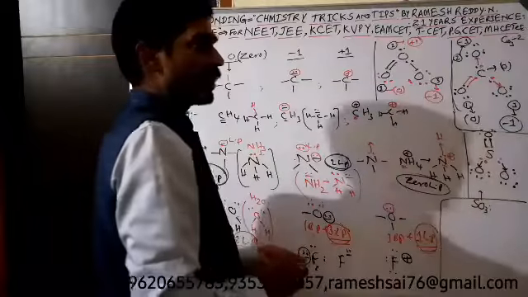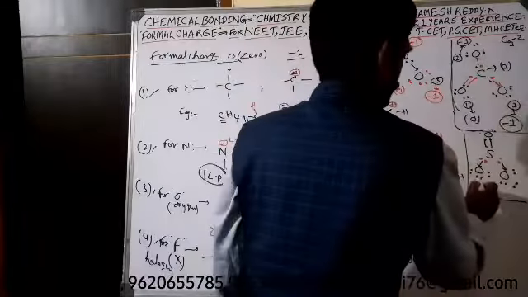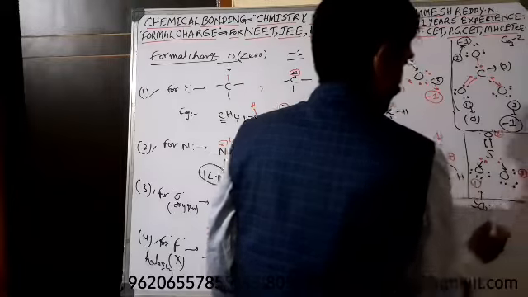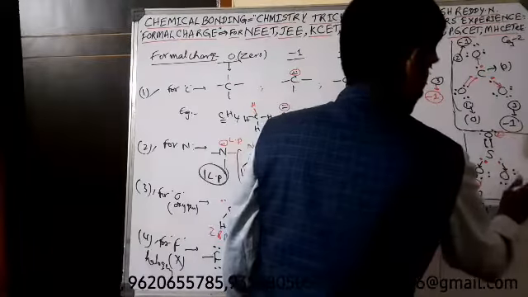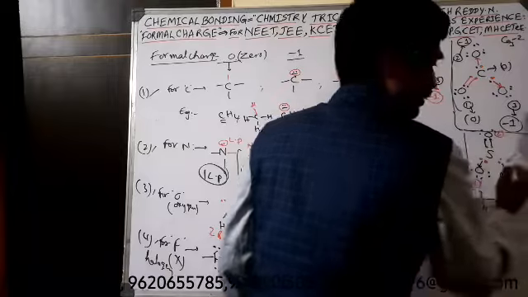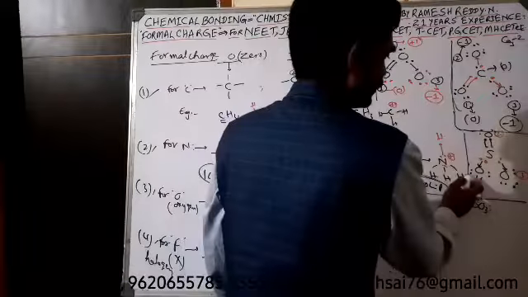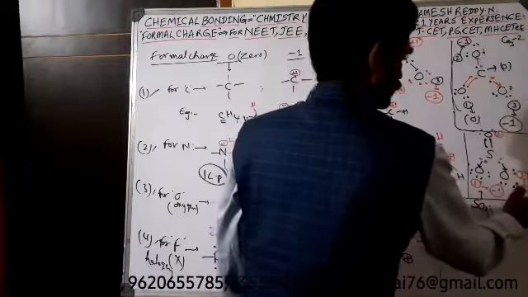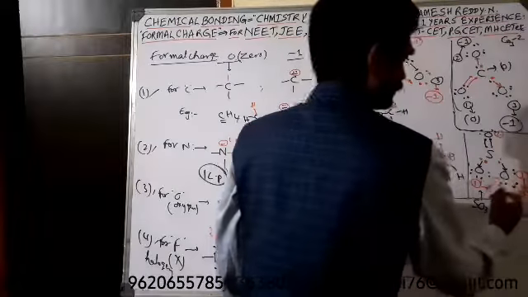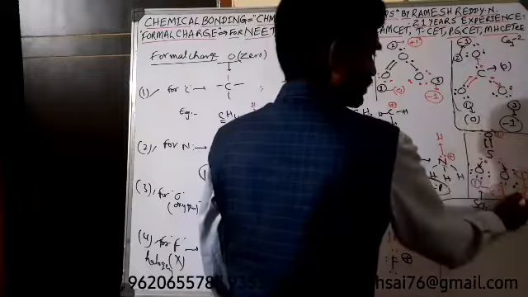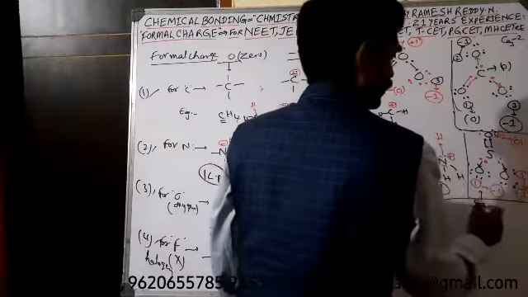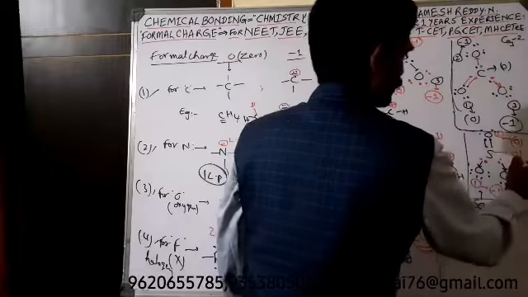Now, what is the formal charge of oxygen here? So 1, 2 and 3. The first oxygen atom has 3 lone pairs, formal charge is -1. The second oxygen also has 3 lone pairs, formal charge is -1. The third oxygen has 2 lone pairs, formal charge is 0. What about sulphur? No lone pair, 0.